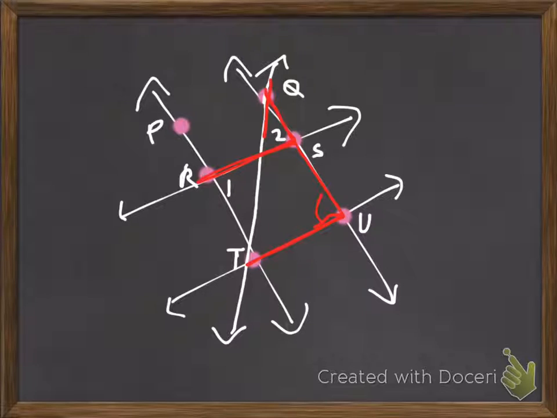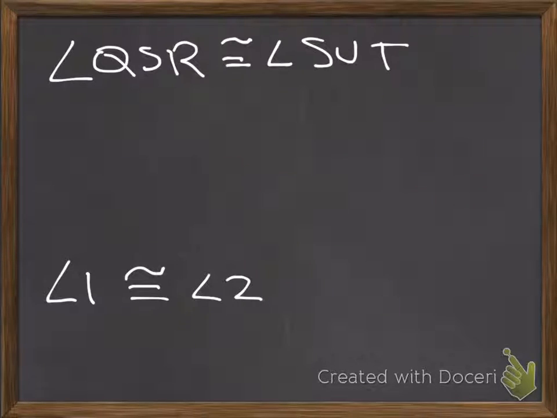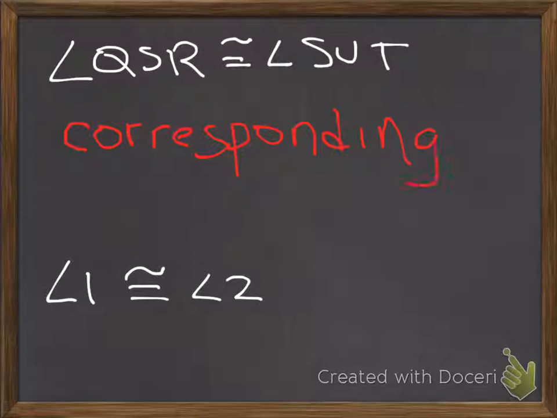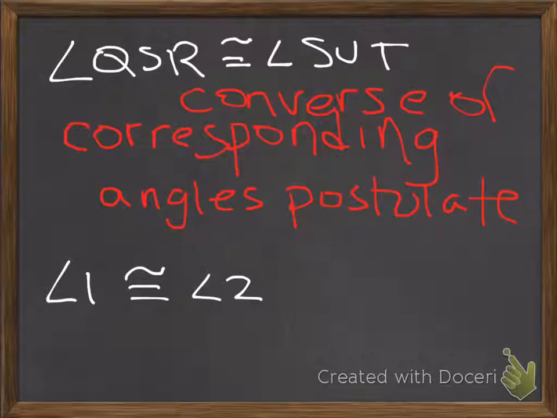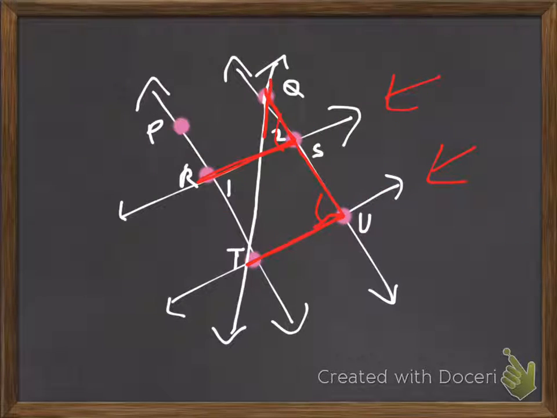So that is these two, and they're on the same side of the line, and one is inside and one is outside these two lines. So that would be corresponding, which means they have to add up to 180. But we just need to name them, so it's the corresponding angles postulate, but it's the converse because we're proving the lines are parallel. So converse of.